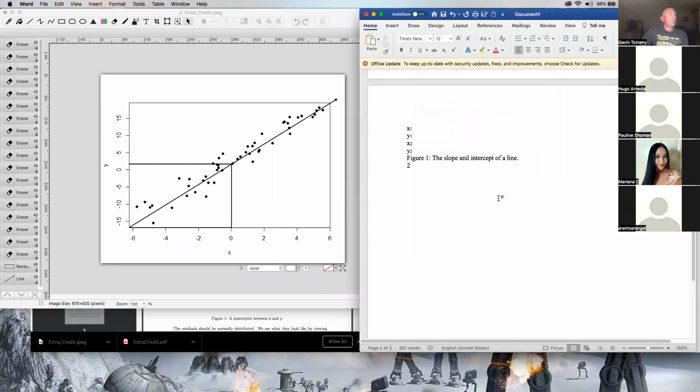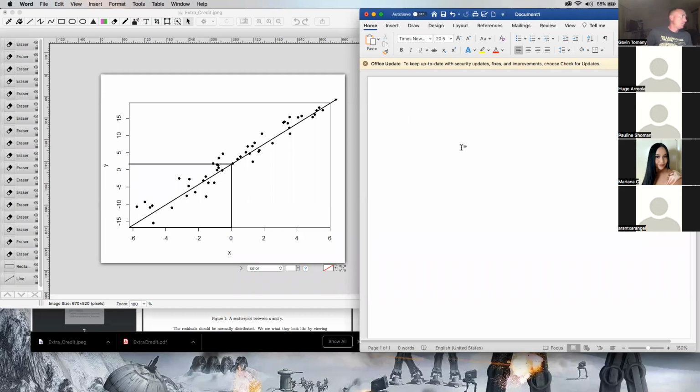And so basically just do an ordered pair. So 0, 2, X and then Y. And with that, we also know that the Y intercept is 2.